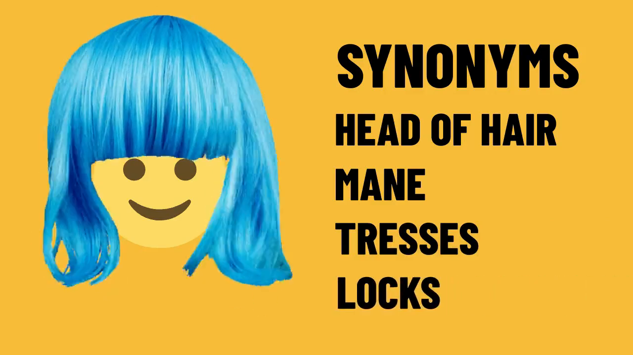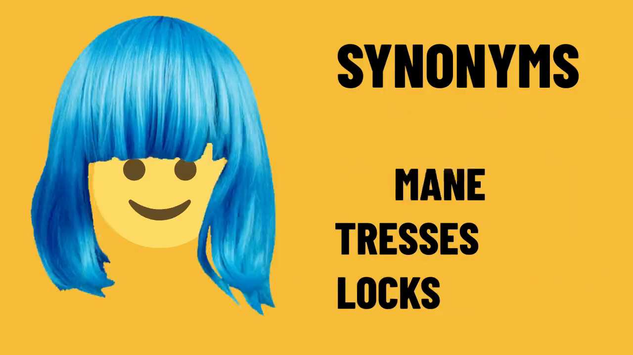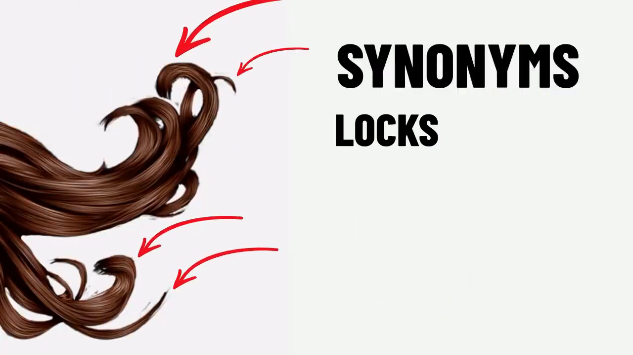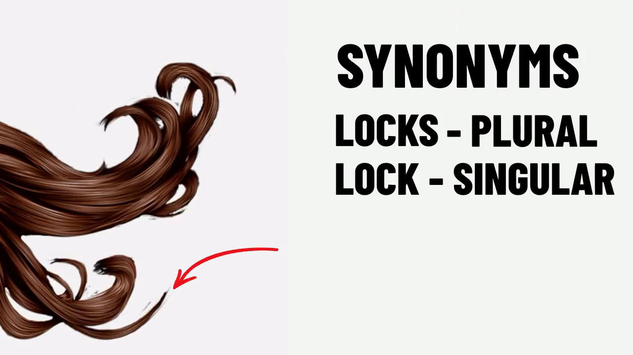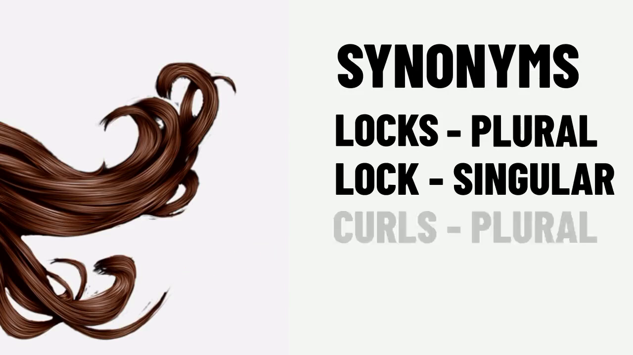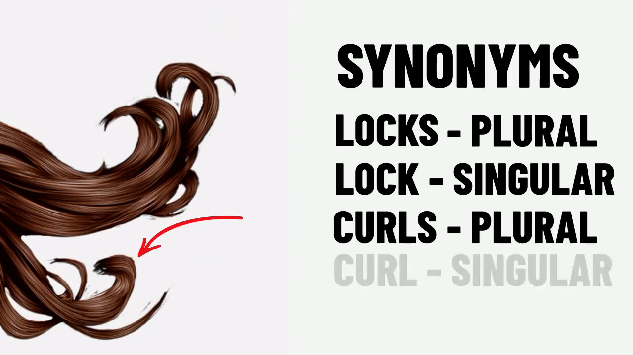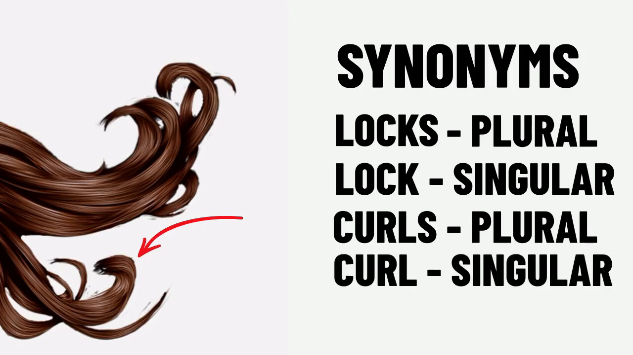Another synonym is locks. The word locks as a synonym of hair relates to multiple strands or groups of hair. So it is a plural. The singular form relates to just one bunch or strand of hair. The same can be said for the word curls. Curls can be a synonym of hair, but it also relates to a group of curls. A singular curl on its own is a small group of hairs that is curly.